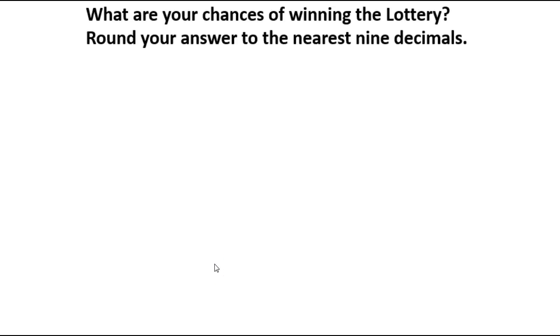We're working with probability, and we're trying to find our chances of winning the lottery. We're trying to find out what the probability is. We're going to round our answer to the nearest 9 decimals. Well, in order, we have to first determine what type of lottery it is, how many numbers are chosen, how many numbers are available, all that sort of stuff.